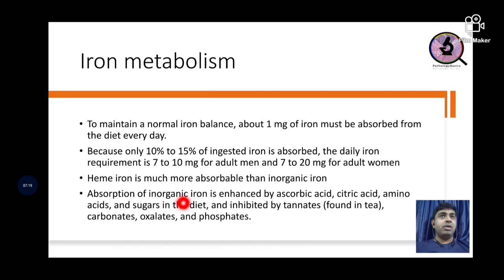Absorption of inorganic iron is enhanced by ascorbic acid, citric acid, and amino acids, and it is inhibited by tannates, which are found in tea, and also inhibited by carbonates, oxalates, and phosphates. Therefore, when we are supplementing iron, it is very important that iron supplementation should not be given along with tea, carbonates, oxalates, and phosphates.